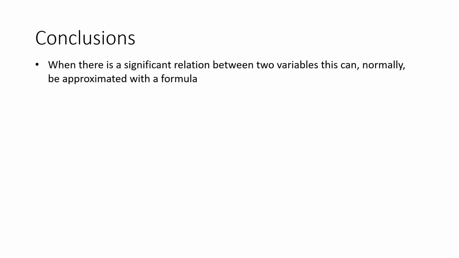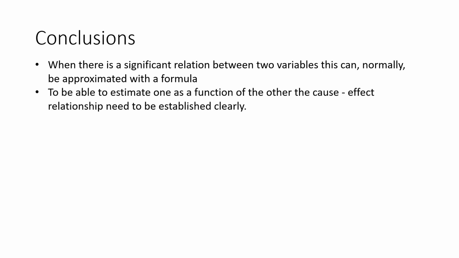Let us now look at some conclusions. When there is a significant relation between two variables, this can normally be approximated with a formula. To be able to estimate one as a function of the other, the cause-effect relationship needs to be established clearly. In case of doubt, design of experiments, DOE, may help.